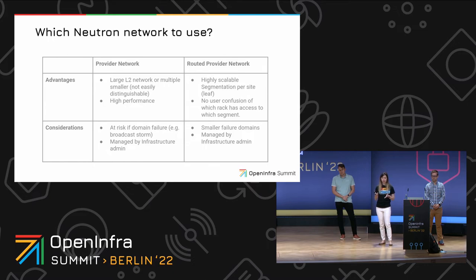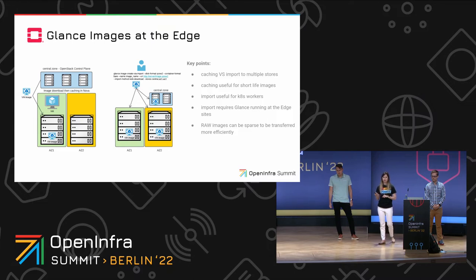Provider networks are highly performant, and they are provided to the user by the infrastructure admin. But when we think about routed provider networks, they can be a better fit in the sense that they are highly scalable, and there will be one segmentation per site, in other words, per leaf. There is no confusion on the user side to know where exactly that provider network is available. He or she would just get one network, and it would be transparent to them. And there are smaller failure domains, and again, it is one of the networks managed by the infrastructure admin. Now I'll hand it over to Emily.